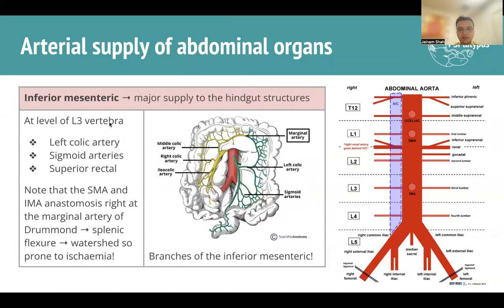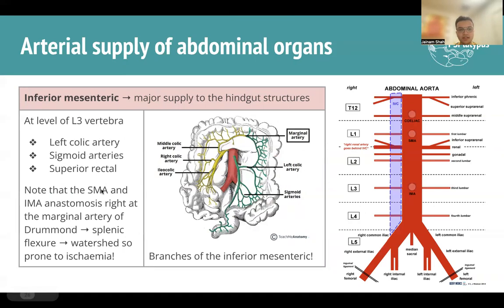Now, when we come to the inferior mesenteric, this is the major supply to the hindgut structures. This is at the level of the L3 vertebrae, again, as you can see in the right diagram there. The major arteries here are the left colic artery, the sigmoid arteries, and the superior rectal. So as I said, left colic is going to be the thing that supplies the descending colon, sigmoid is for the sigmoid colon, and superior rectal is for the superior 1/3 of the rectum.